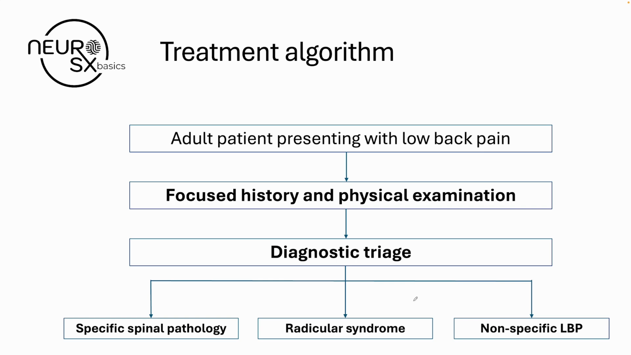So now let's come to the evidence-based treatment algorithm for patients who are presenting to us with low back pain. We've already discussed the diagnostic triage, which is basically based on the focused history and physical examination. We triage the patient into 3 specific pathologies. We look for specific spinal pathology and we look for radicular syndrome. If we have ruled both of these out, then we can say that it is non-specific low back pain, which is a diagnosis of exclusion.